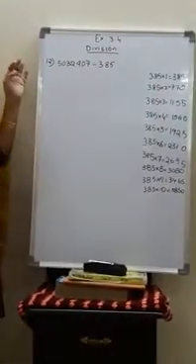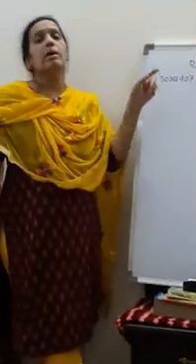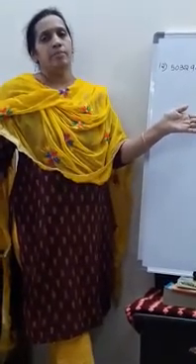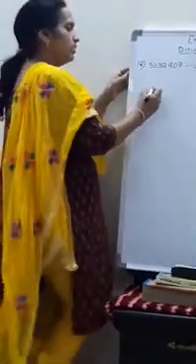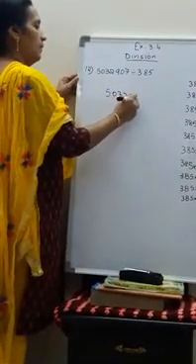And now children, one more thing. Writing the table in the rough column is mandatory, that is compulsory. If you write like this, you can avoid mistakes in calculating. Clear, children? Now, shall we start the division? Yes.